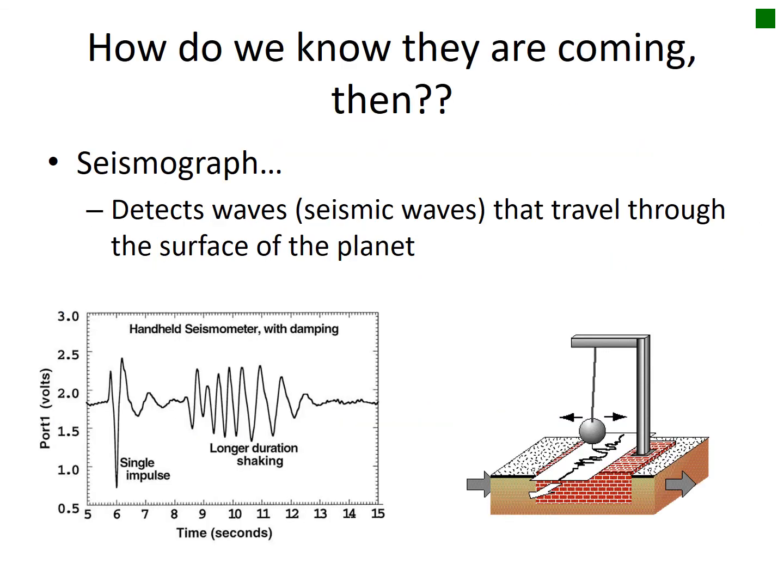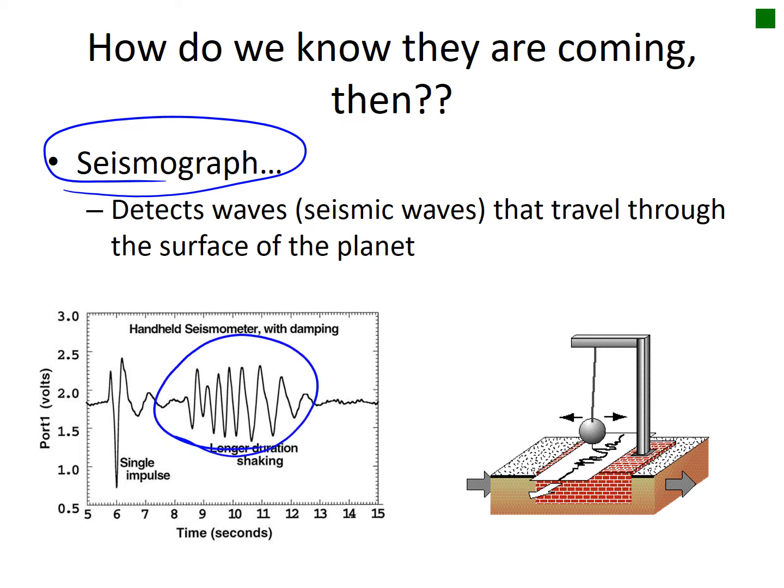So let's try to look at an image of this. Well, we'll do that in a few slides. First, how do we pick up that sound? It is through a seismograph. A seismograph detects the waves that travel through the surface of the planet. So if you look at this image, you have that shaking. You know that that shaking was caused by the plate tectonics moving, and therefore you understand that you have an earthquake, which can produce tsunamis.